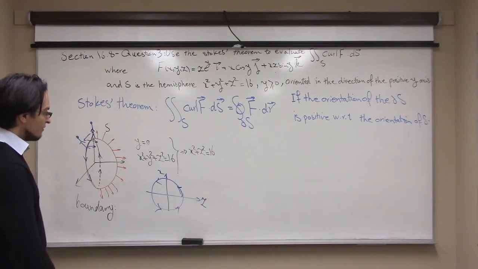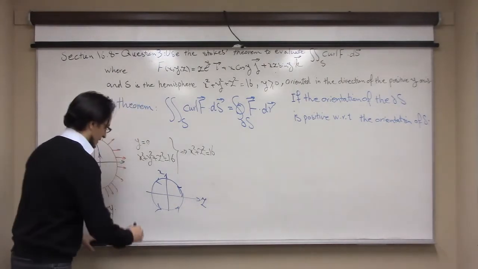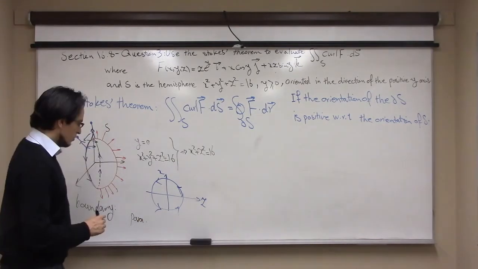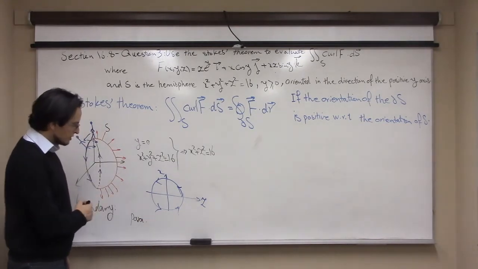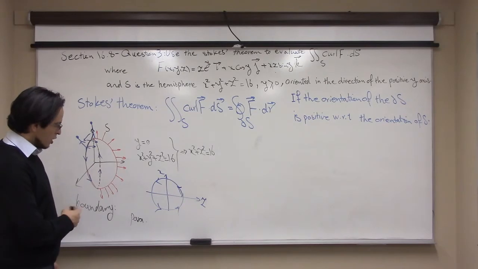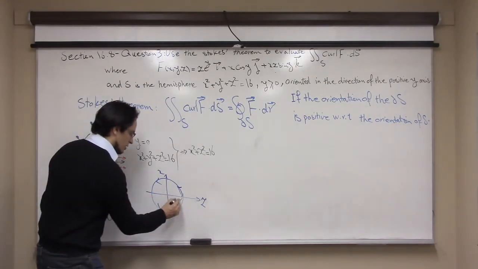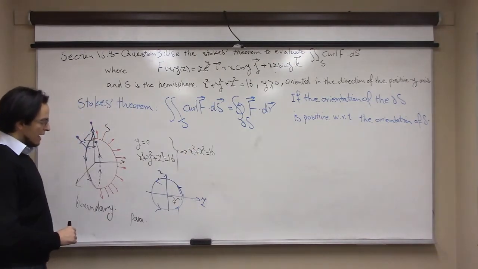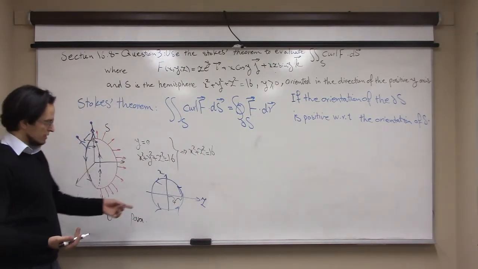Now we have to find a parametrization for that. So, parametrization for the boundary. I want to now parameterize this curve. What is it? It is a circle of radius 4, as we have there. And I want to parameterize it.